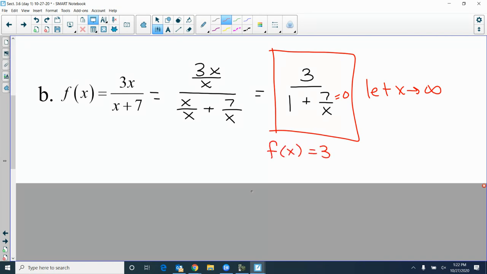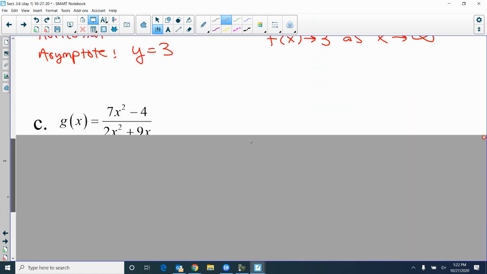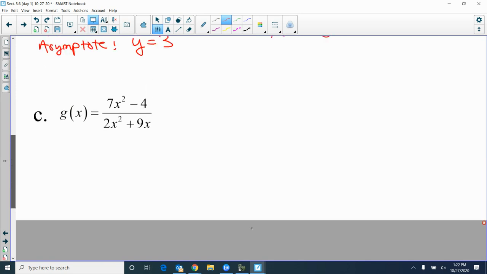So f of x equals 3 as x goes to infinity. Well, it doesn't technically equal 3. f of x goes to 3 as x goes to infinity. So that's my horizontal asymptote. So my horizontal asymptote is y equals 3. What will my answer be when I plug in big numbers? Well, we see what happens to anything divided by that value. It goes to 0. All right, let's use the same concept on this one. Copy that down.